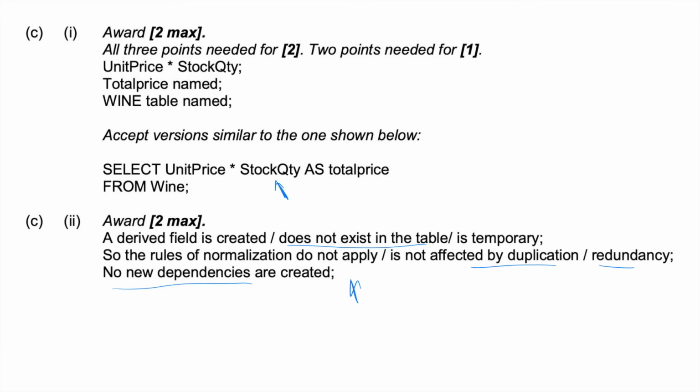So because this derived field is technically not part of the table, there are no dependencies and no relationships created. There's no reason why normalization would be changed in any way as a result of a derived field. So to get 2 points, you'd have to have 2 particular reasons from this smorgasbord of reasons here.